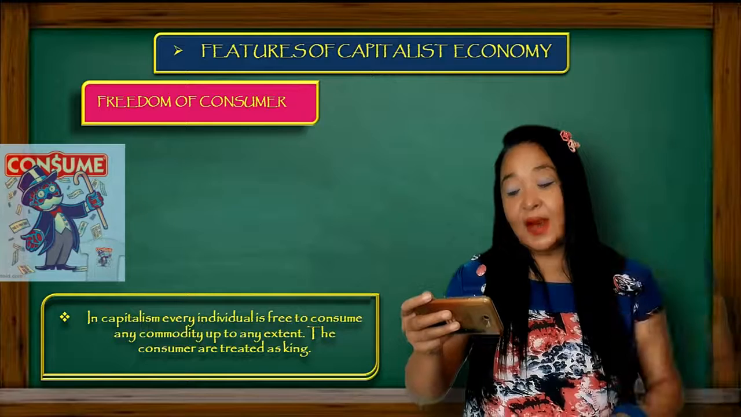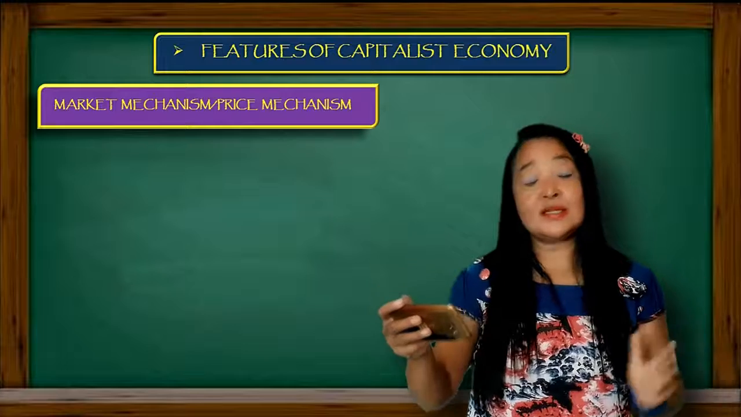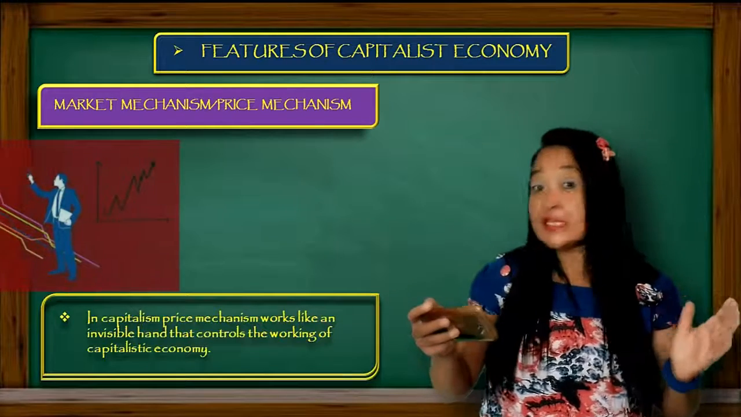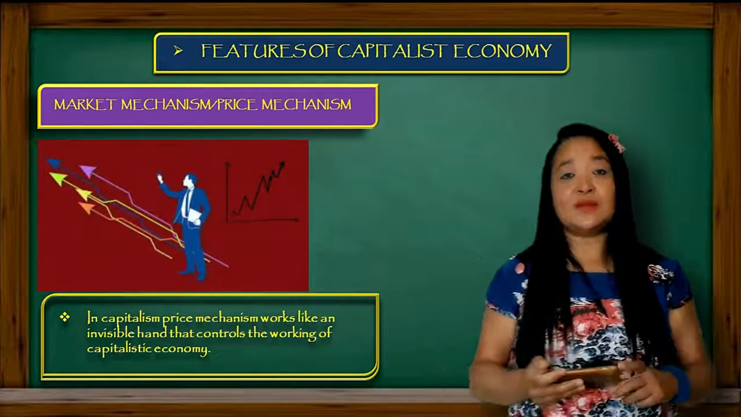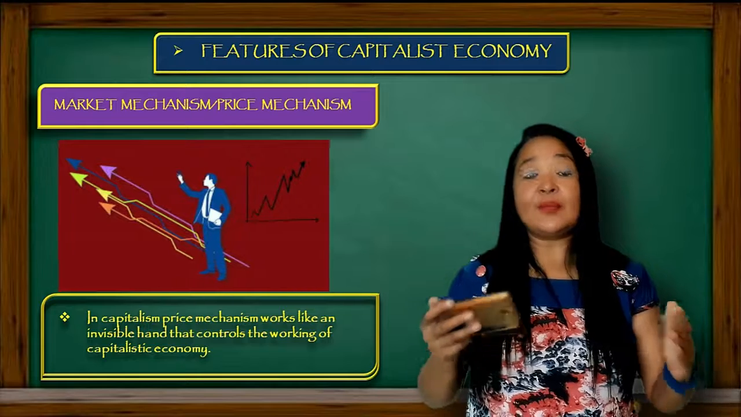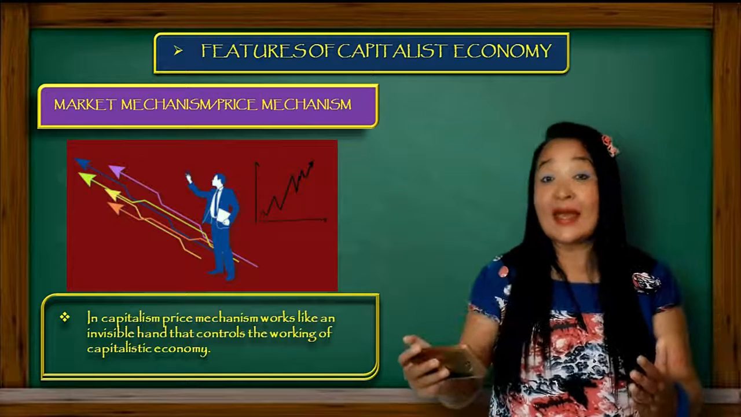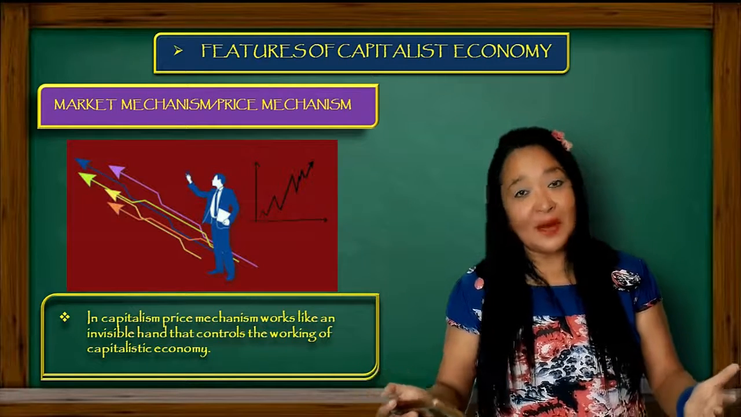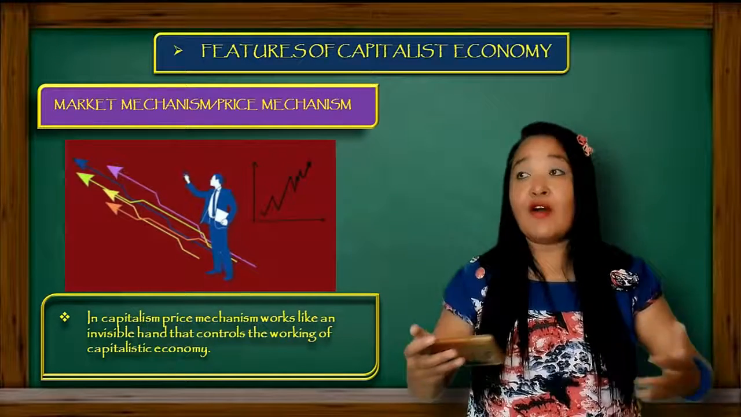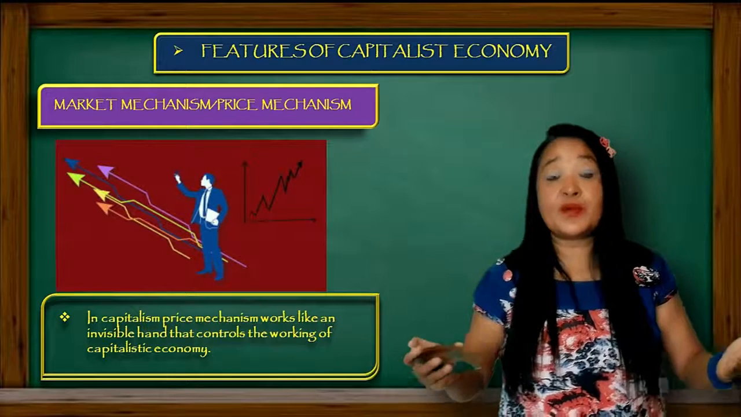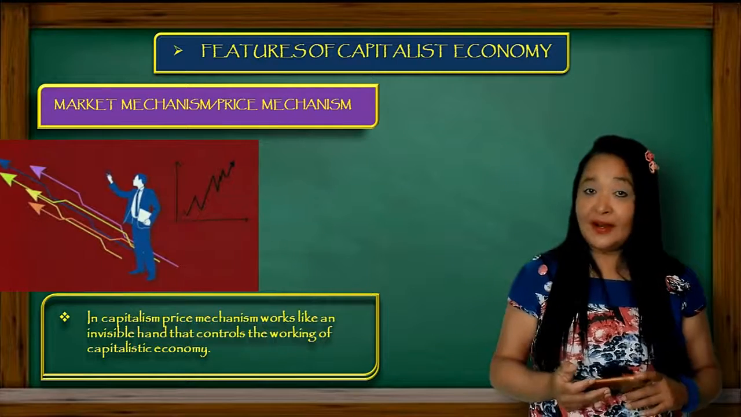Okay, the next point is market mechanism and price mechanism. What does this mean then? In capitalism, the price mechanism works like an invisible hand that controls the working of the capitalistic economy. In a capitalistic economy, the market forces of demand and supply determine the price and the level of production in the market. Understood? So the price of the commodity as well as the level of production, what is to be produced or how much is to be produced, is determined by what? The market forces of demand and supply.